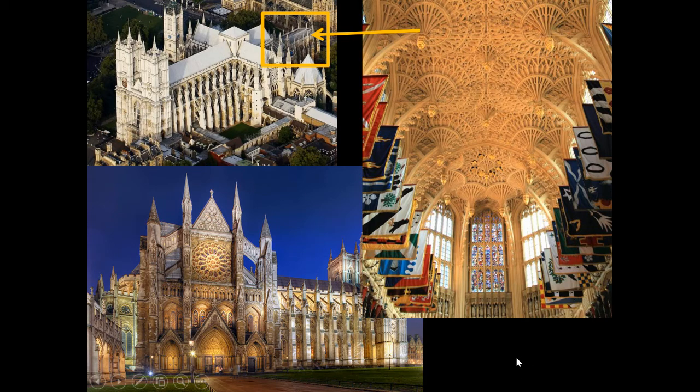This is the palace, or the chapel, I should say, of Henry VII that was put here by King Henry VIII for his father as a memorial. And that heavily decorated fan vaulting that we're seeing inside the chapel will provide some inspiration as well.